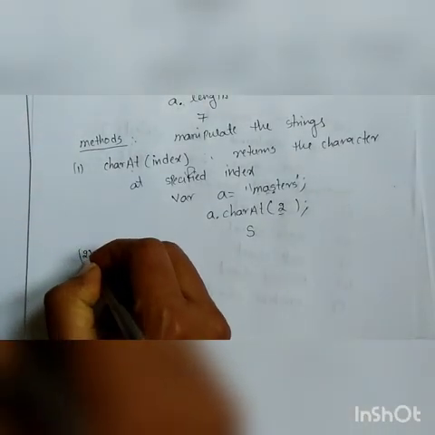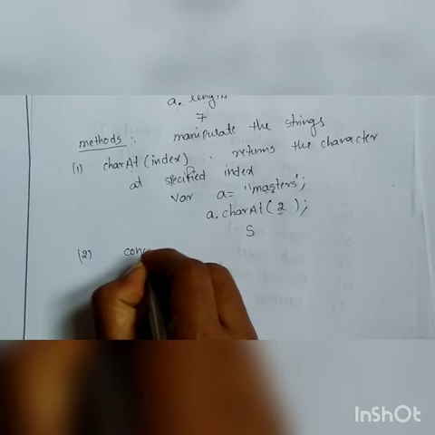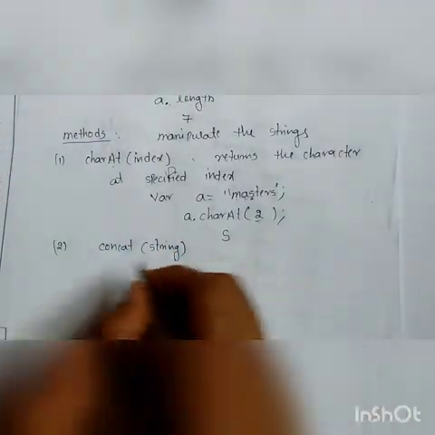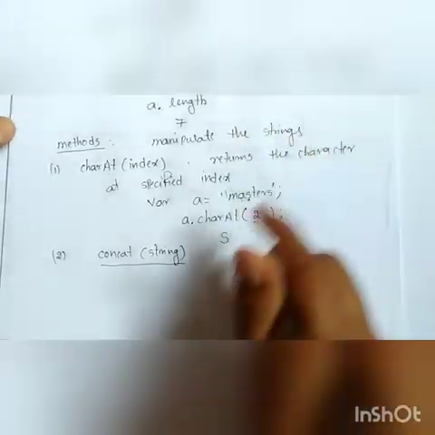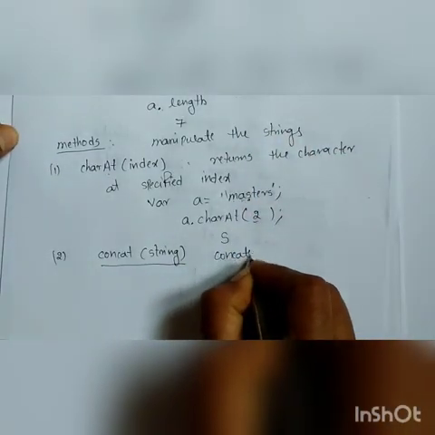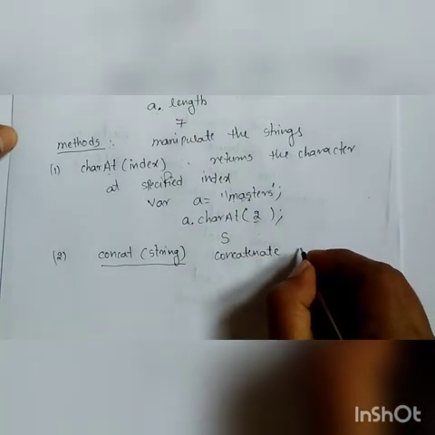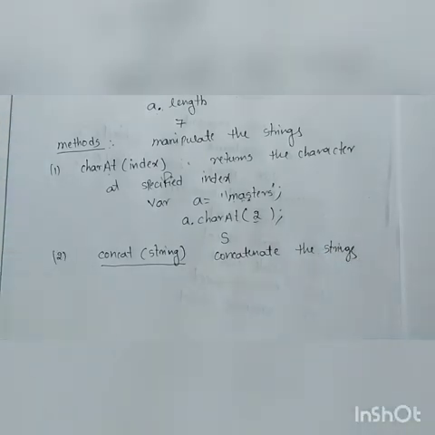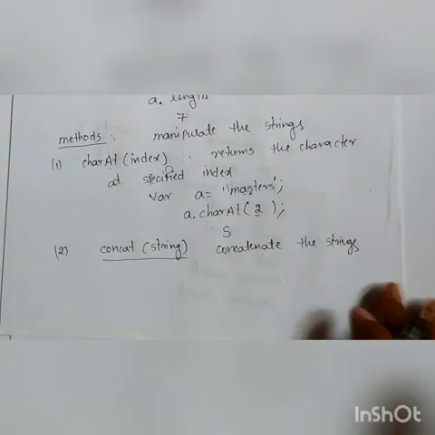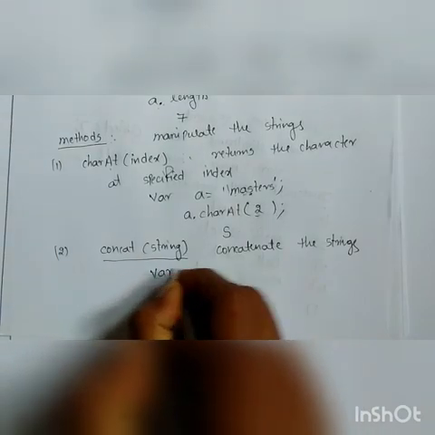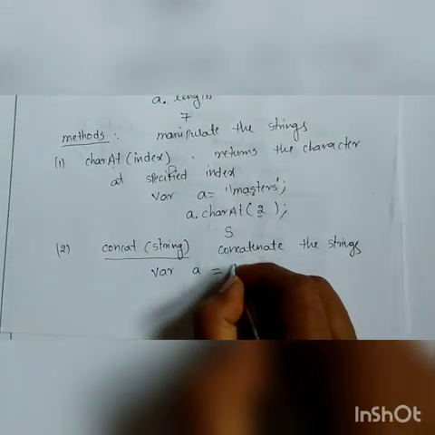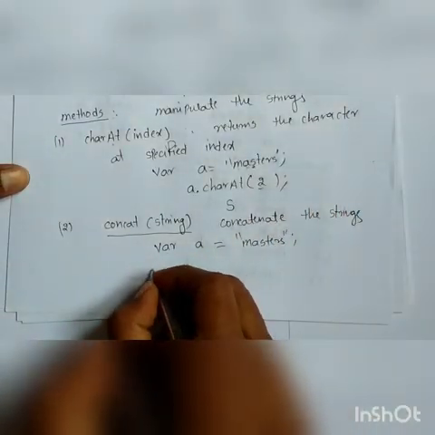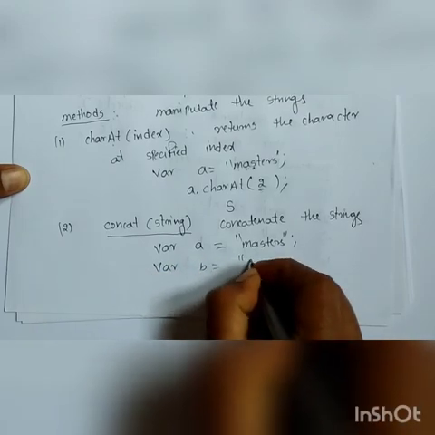And the second one here is concat. Concat takes one argument, a string. So the second method is concat. This method is used to concatenate two strings. Concatenation is nothing but combining two strings. So let us take example 2. The first object is var A, Masters, and the second one is var B, college.